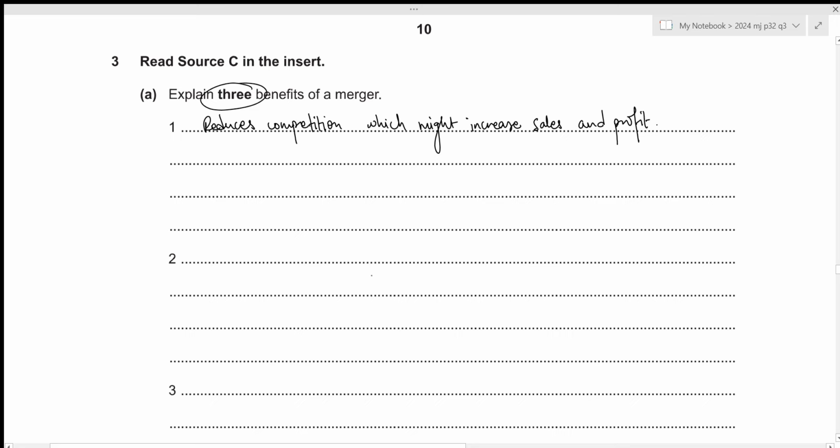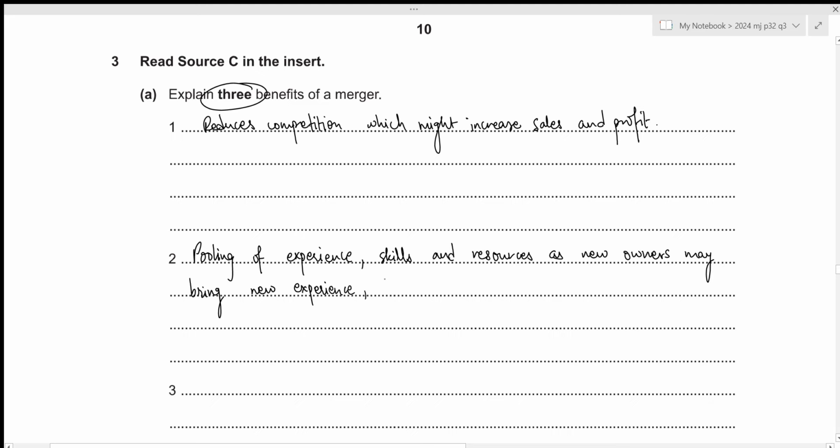The second benefit of merger is that there will be pooling of experience as well as skill and resources, because the new owner will bring a new skill set as well as new experience and new resources. Let's write it down. Pooling of experience, skills, and resources as new owners may bring new experience, skill, and resources.